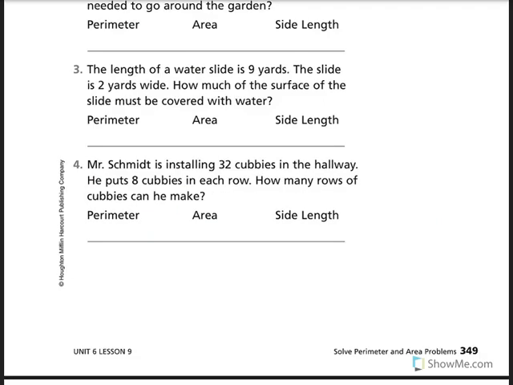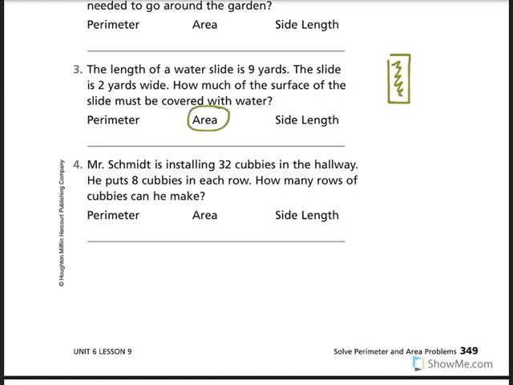The length of a water slide is 9 yards. The slide is 2 yards wide. How much of the surface of the slide must be covered with water? So, we're just going to assume that we're talking about a rectangle here. Let's not overcomplicate things. And we're talking about the space inside, right? Which would be the area.